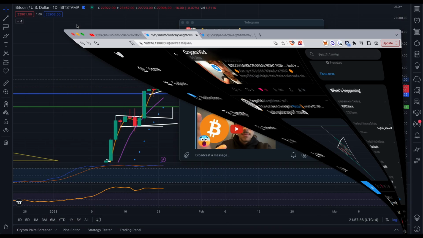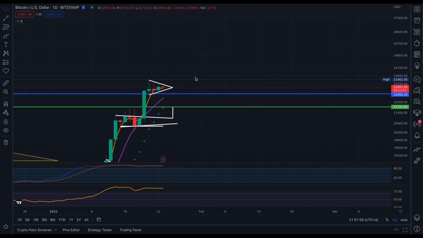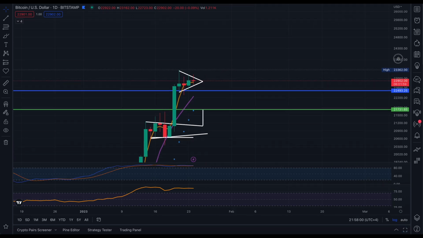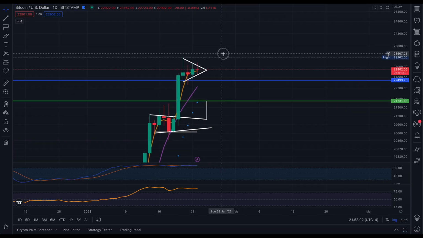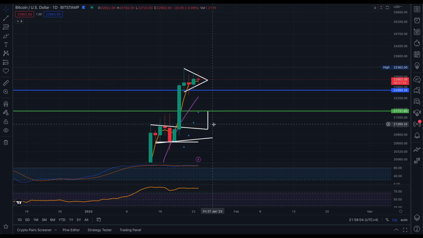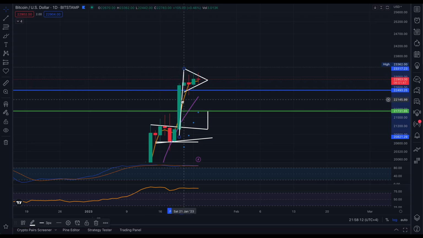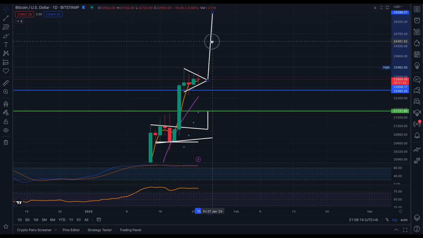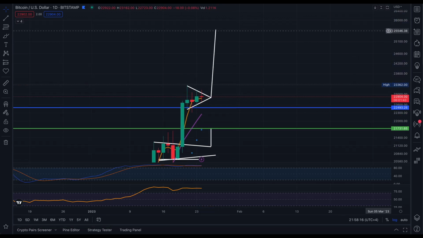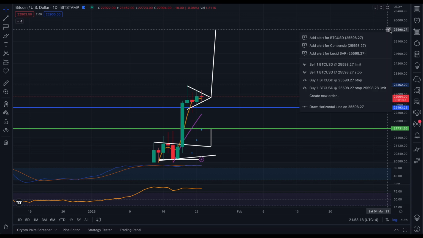But let's go back to the chart for Bitcoin. So we have a symmetrical triangle forming for Bitcoin. Now this is a bullish pennant, so it tends to break to the upside. You measure the pole, and you measure it to the top of the pennant, and this would break out to here, and this would be your bullish target. So that would be your target.